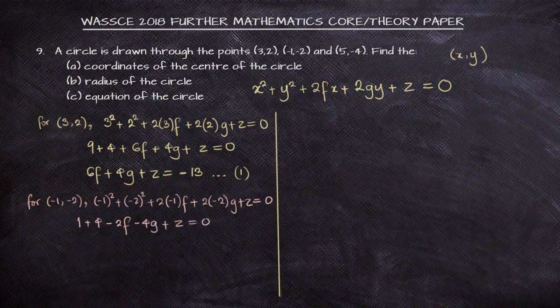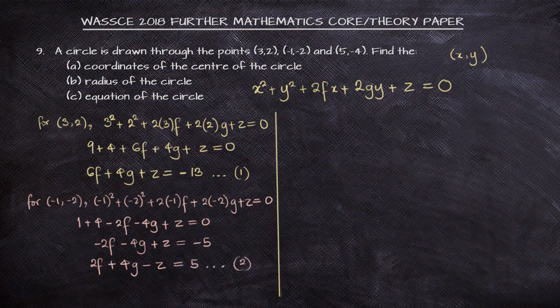Such that here we can have minus 2f minus 4g plus z is equal to 1 plus 4, which is 5. When we move to the right hand side, it becomes minus 5. And for me, I like to work with positive values, so I will rather multiply all through by minus 1. So we have 2f plus 4g minus z is equal to 5. I can call this equation 2.